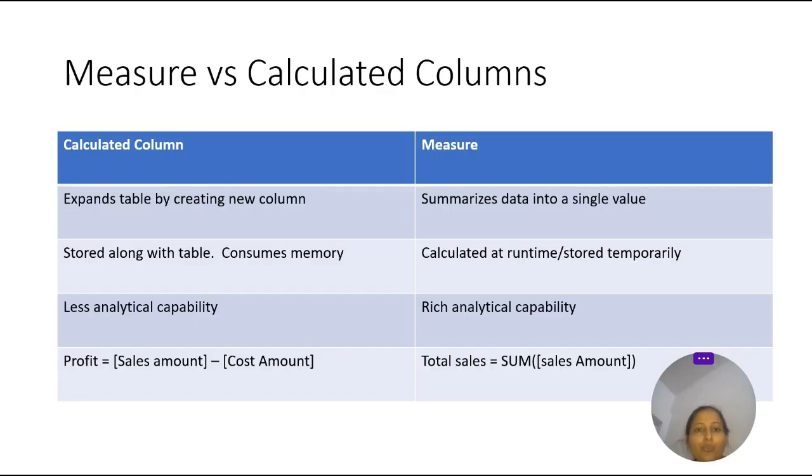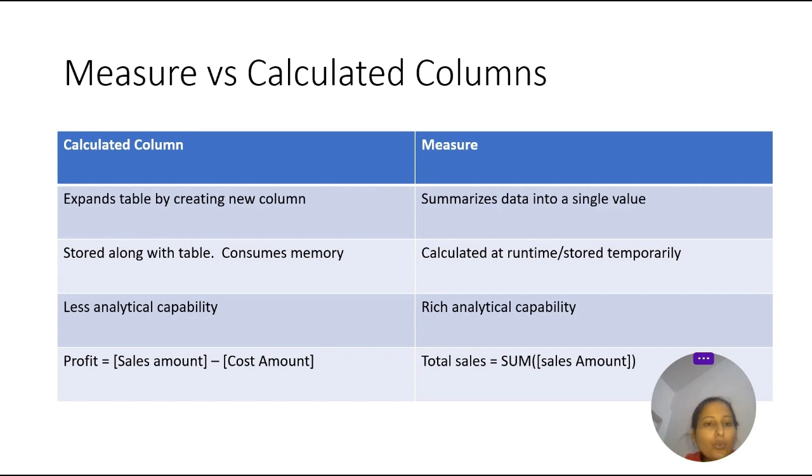First thing, I want to make the topic clear: what is a measure and what is a calculated column? What is the difference between them? So, what is a calculated column? It expands the table by creating a new column. If you calculate a new value from existing values in a table, that is known as a calculated column. What is a measure? A measure summarizes data into a single value. It adds the total sales, the total value of profit, it adds and multiplies a few values, and these values are known as measures.